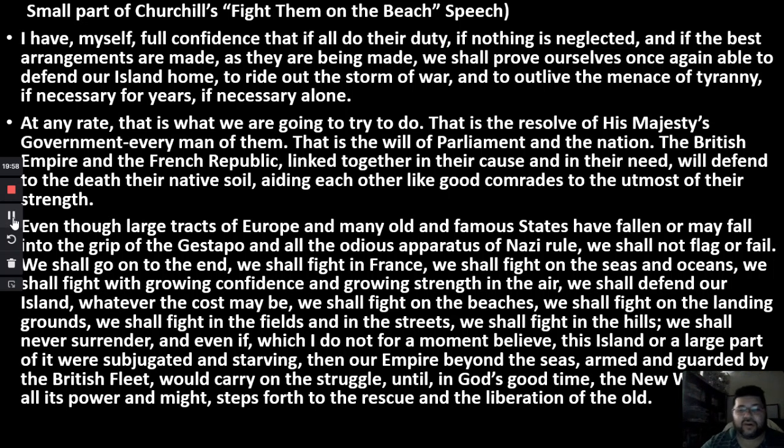And even if, which I do not for a moment believe, this land, or a large part of it, were subjugated and starving, then our empire beyond the seas, armed and guarded by the British fleet, would carry on the struggle until, in God's good time, the new world, which is the US, with all its power and might, steps forth to the rescue and the liberation of the old.